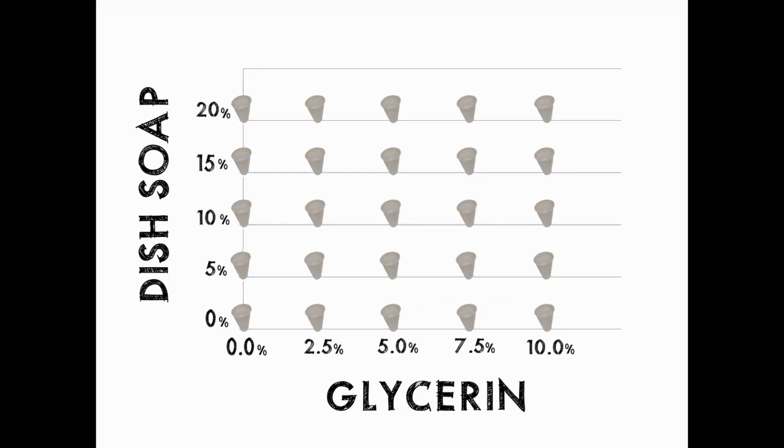This graph shows the different concentrations in each cup. Glycerin concentration increases from left to right. Dish soap increases from bottom to top.